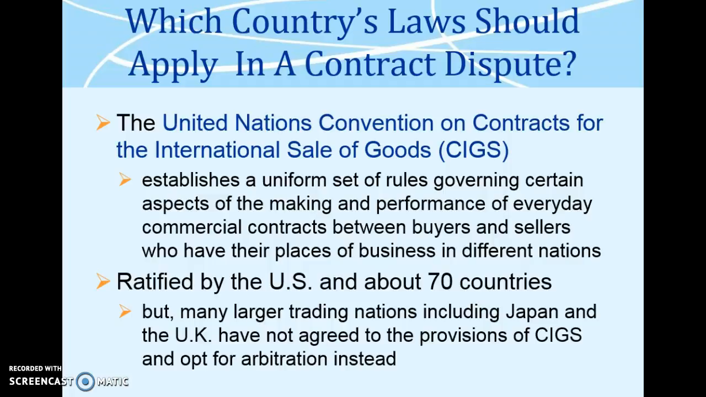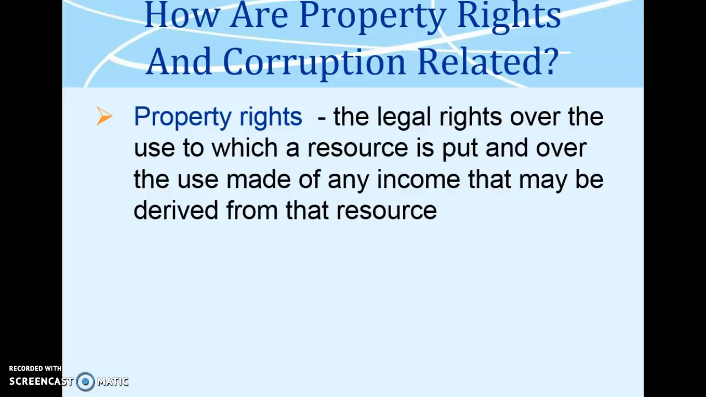It has been ratified by the US and about 70 countries, but many larger trading nations, including Japan and the UK, have not agreed to the provisions of the CISG and opt for arbitration instead.